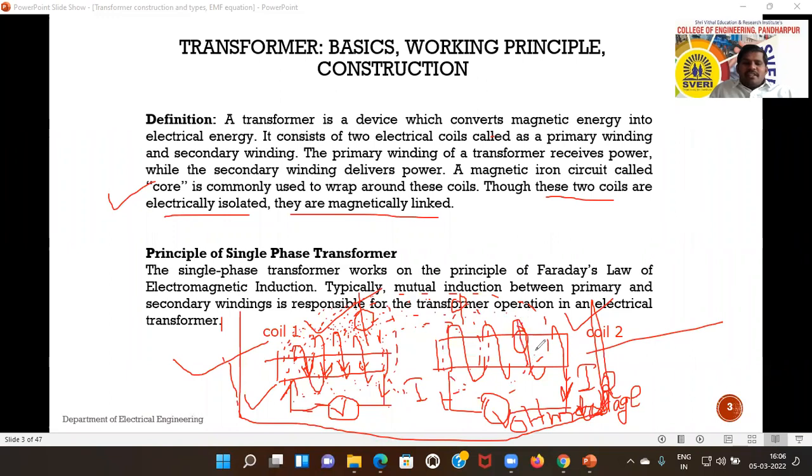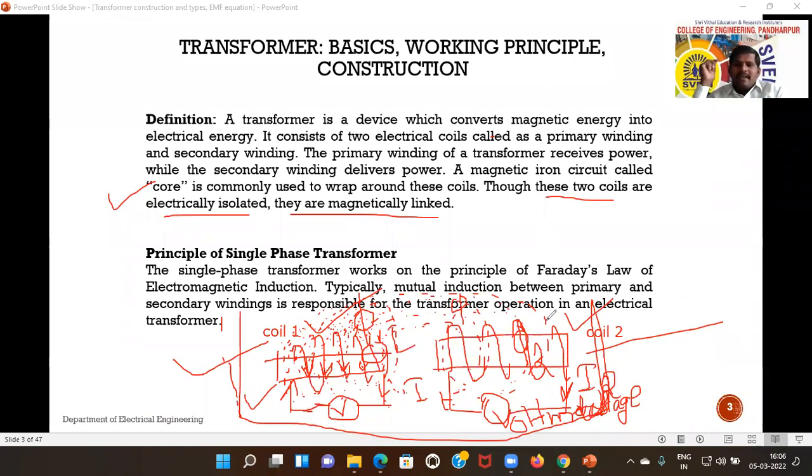So see, this flux phi 2 is the flux induced due to current I2, and if this flux is linked to the primary coil, it will induce some EMF in this primary coil. So this EMF is called mutually induced EMF.